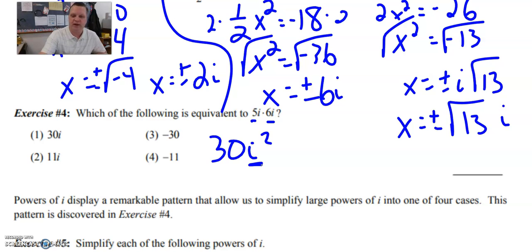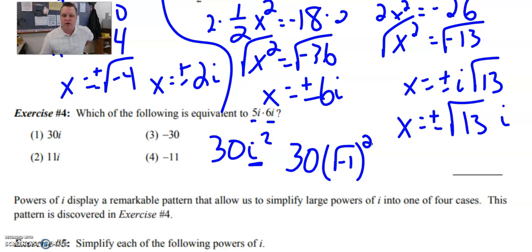i is the square root of negative 1. So we have 30 times the square root of negative 1 squared. If I have a square root squared, they cancel. So then I just have 30 times negative 1, which gives me choice 3, which is negative 30. And you could also just put that in your calculator.